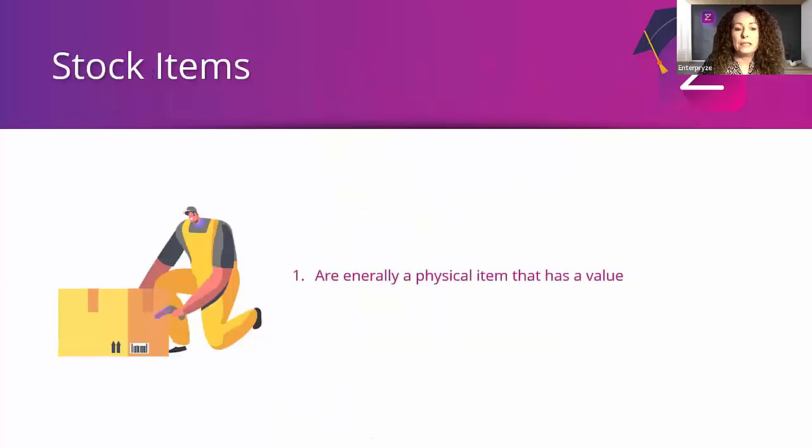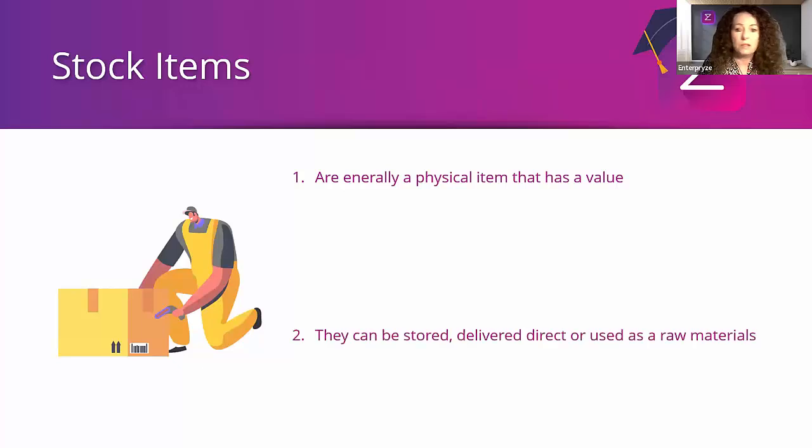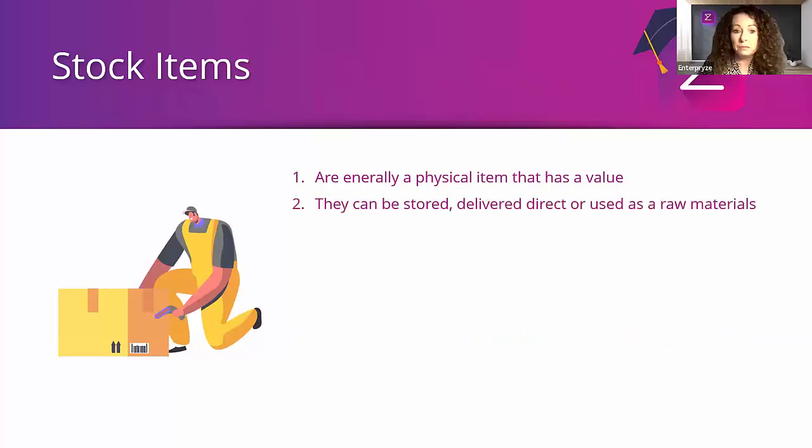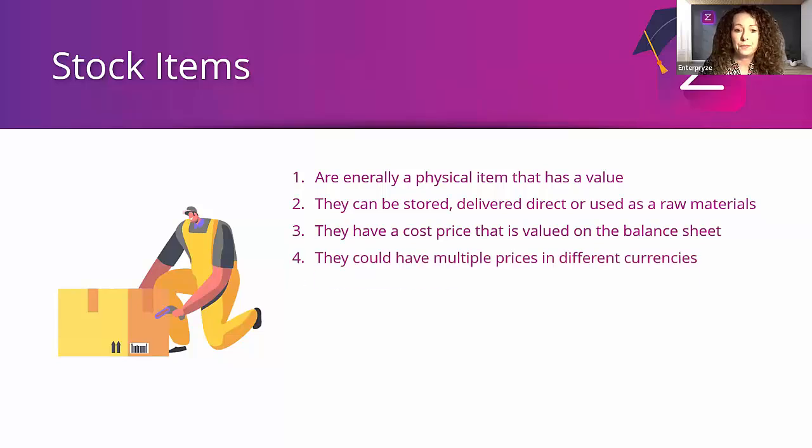So let's just quickly dive into what all the different types of items are. So you can see here, obviously, stock items. It's generally a physical item that has a value. It can be stored, delivered direct to your customer, or used as raw materials. Stock items always have a cost price that is valued on the balance sheet. So this is what updates your stock account on the general ledger. They could have multiple prices and different currencies, and that applies, of course, to any of your stock items.